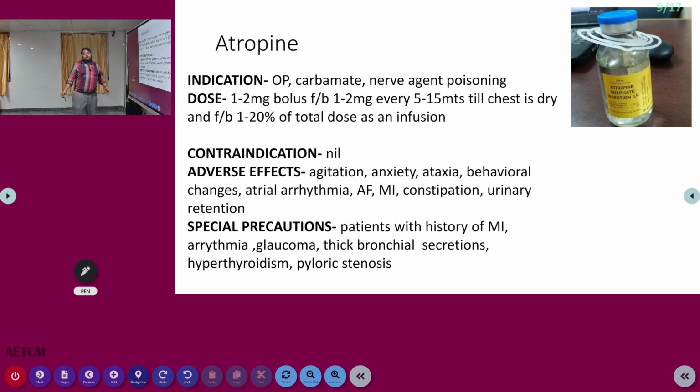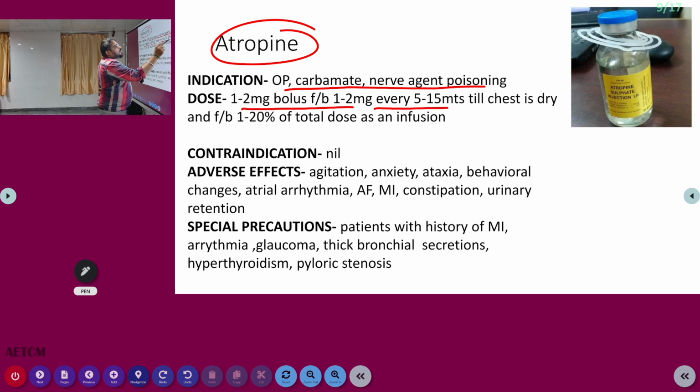Coming to the next most commonly used antidote in our ED, which is atropine. Remember, the indication is OP, carbamate and nerve agent poisoning. The dose is a 1 to 2 milligram bolus followed by 1 to 2 mg every 5 to 15 minutes until the chest is dry. The patient has come with suspected OP poisoning. You start giving 1 to 2 mg of atropine and you watch the chest, how the bronchorrhea settles. Maybe the patient requires somewhere around 20 mg. You take approximately 10% of that, approximately 2 to 3 mg, and you continue as an infusion till the patient improves. That is the dosing of atropine that you need to remember in OP and carbamate poisoning.